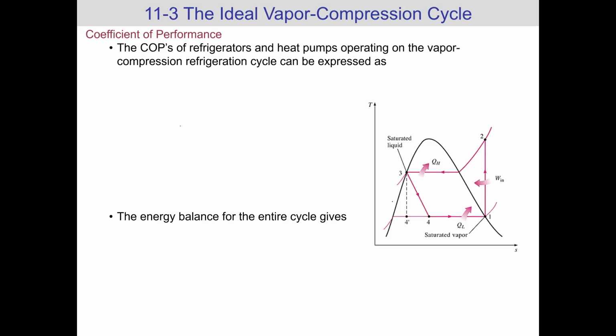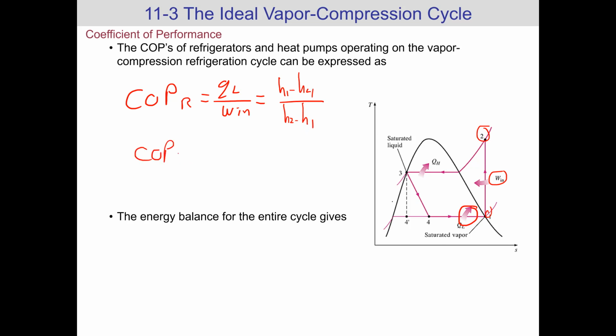So if we were going to try to find the coefficient of performance again, right, the coefficient of performance for a refrigerator would be the heat absorbed from the cold space divided by the work in. The heat absorbed from the cold space is process 4 to 1. So that would be H1 minus H4. And the work in would be process 1 to 2. So that would be H2 minus H1.